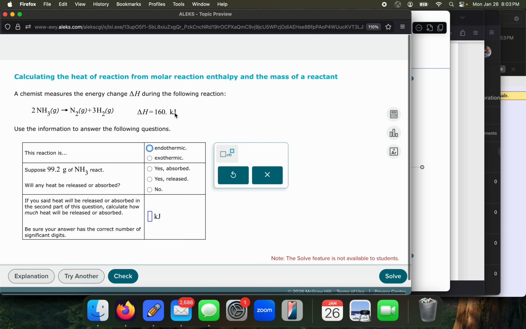First, we're given this reaction and a change in enthalpy. Looks like it's positive, so it's going to be endothermic. That's the first thing I'll say for each one of these. It's positive, so it's going to be endothermic.